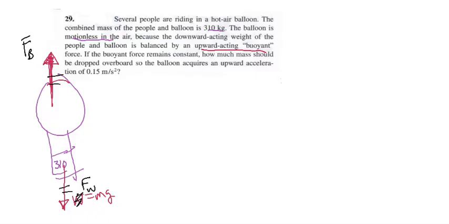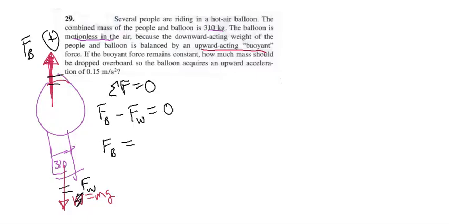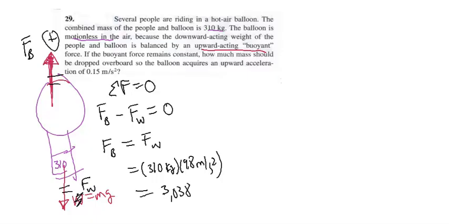So in situation one, the forces are balanced, and so we're going to say the sum of the forces equals 0. The buoyant force is up and the weight is down, and they are balanced. So the buoyant force equals the weight, and the weight is equal to mg. So 310 kilograms times 9.8 meters per second squared equals 3,038 newtons.